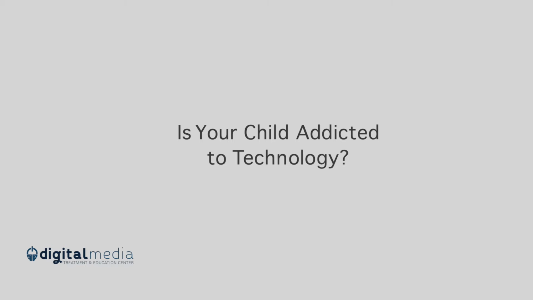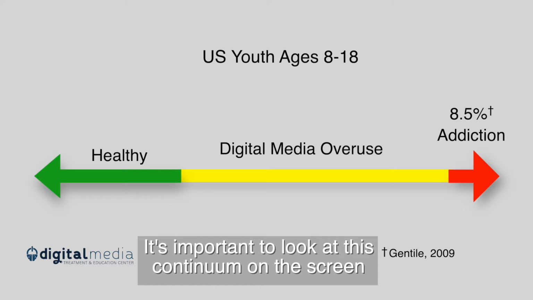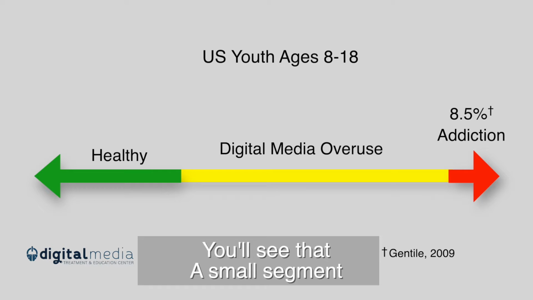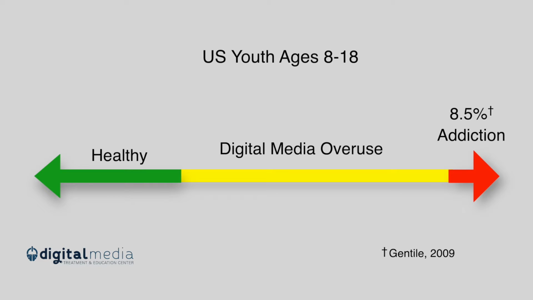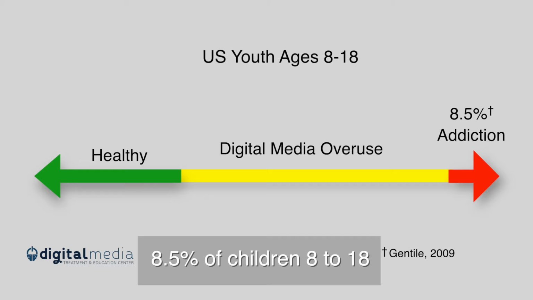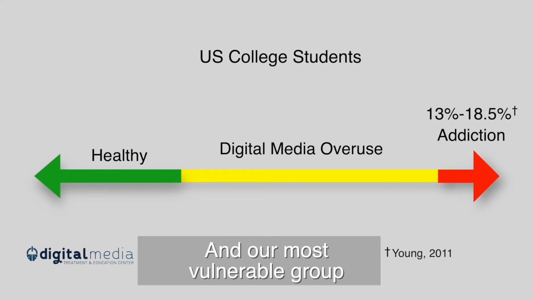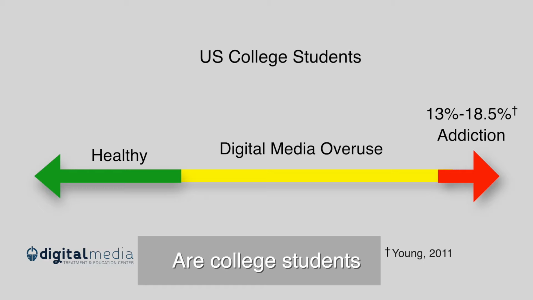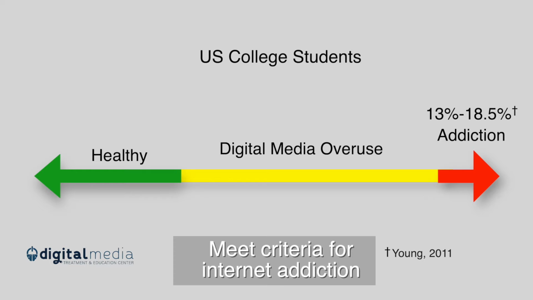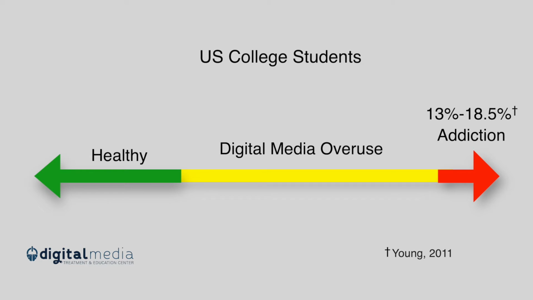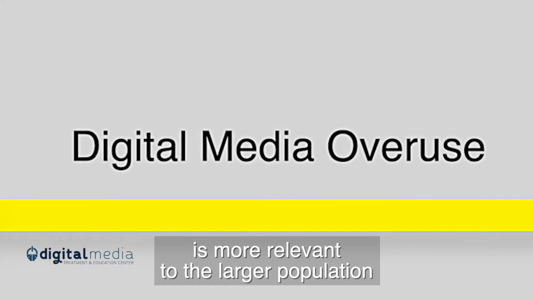So how many of you have or do feel confident that your child has an addiction to technology? Well, it's important to look at this continuum that's up on the screen. You'll see that a small segment of the population actually meets criteria for addiction. 8.5% of children 8 to 18 meet criteria for addiction, and our most vulnerable group are college students. They fall into 13 to almost 18.5% meet criteria for internet addiction. So we know that digital media overuse is more relevant to the larger population.